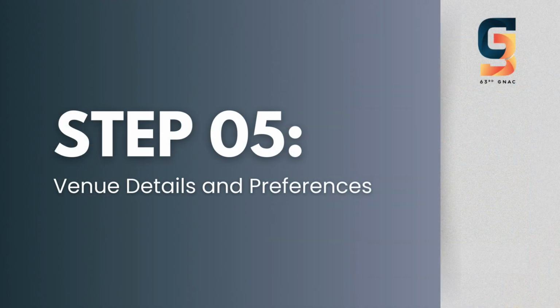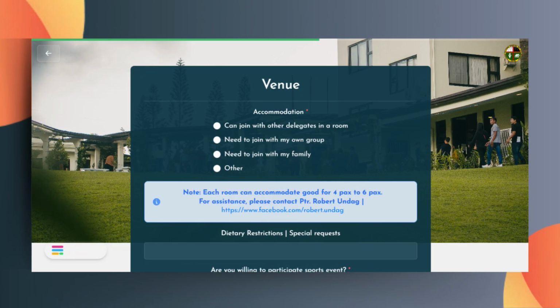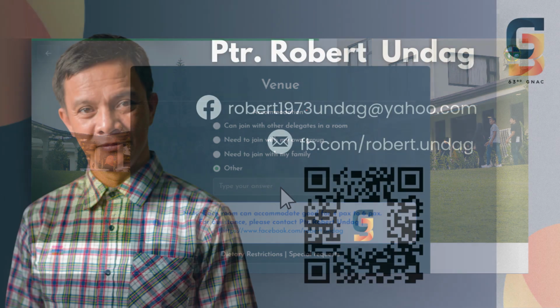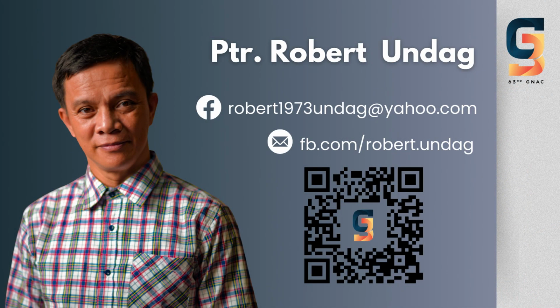Step 5. Venue details and preferences. The first set of questions will focus on your accommodation preferences. You'll have several choices to consider. Can join with other delegates in a room. Need to join with my own group. Need to join with my family. If none of these options suit you, you can select Other and type in your response. Please remember that each room can accommodate between 4 to 6 people. If you have any inquiries or need assistance, feel free to reach out to Pastor Robert.